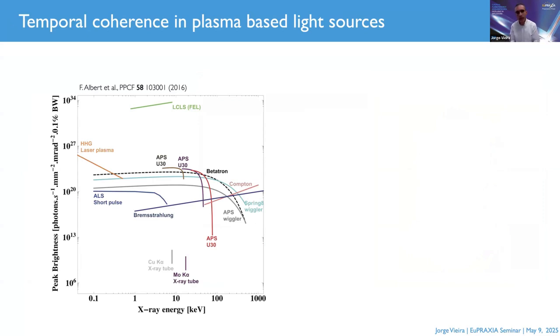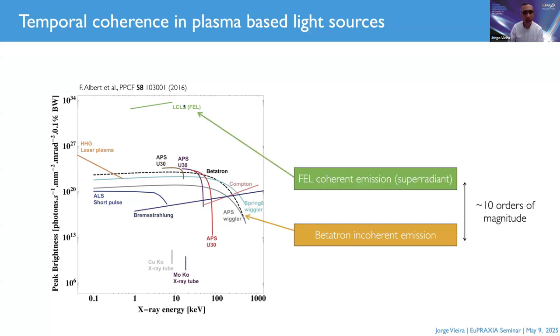So now how do these Betatron sources compare with all other sources that exist and have been used? This is shown in this plot. It shows the peak brightness of several available sources as a function of their energy. I want you to focus on Betatron sources here, which is the black dashed line. And here above, there is the free electron laser. The important part here is that the brightness of Betatron sources is nearly 10 orders of magnitude below the brightness of free electron lasers.